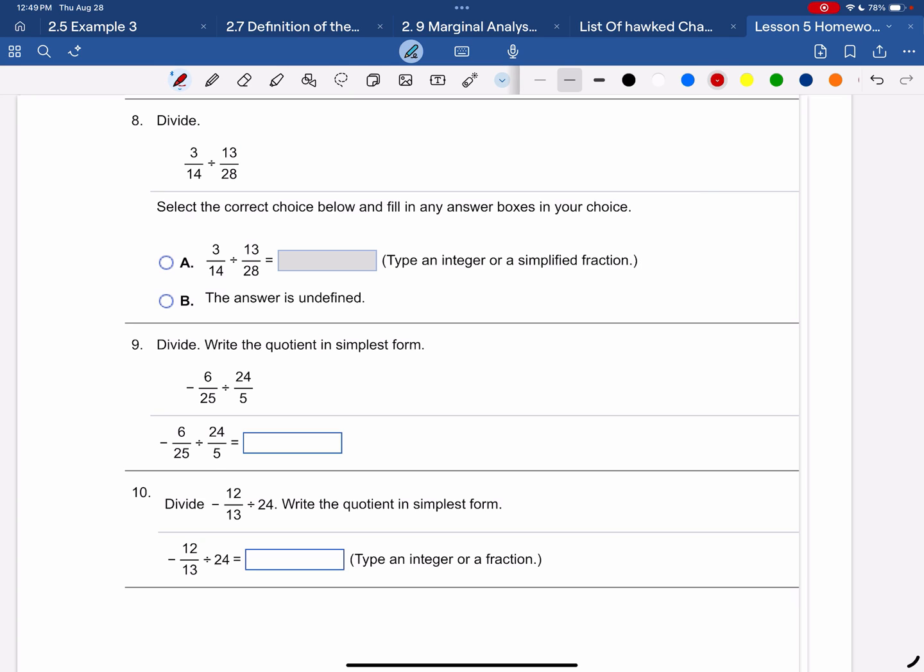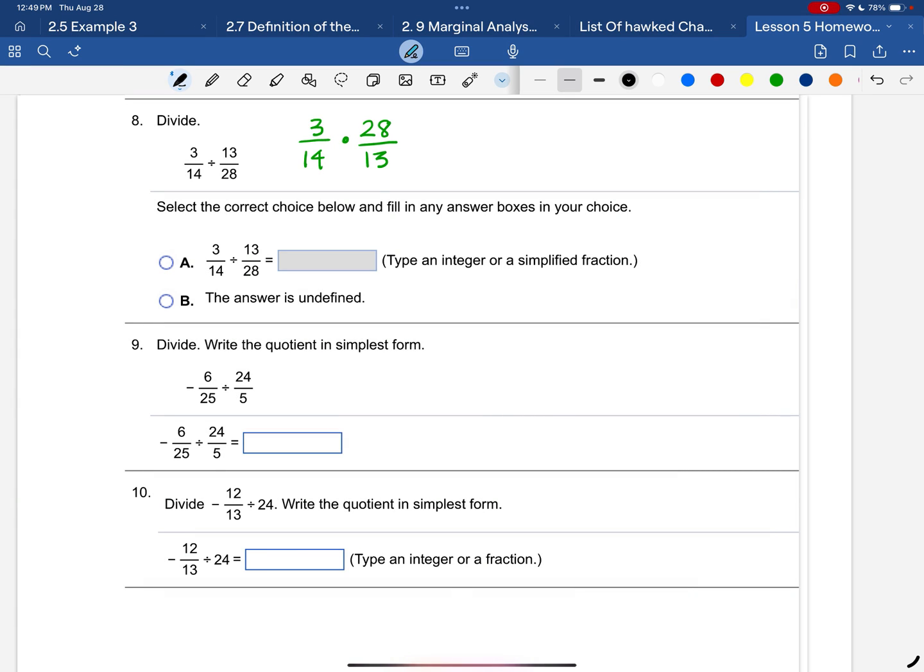Now, remember the rule for division says that you're going to change division to multiplication and flip the divisor, which is the number after the division or now the multiplication sign. Now, do not try to do any reducing until you have done the change flip.